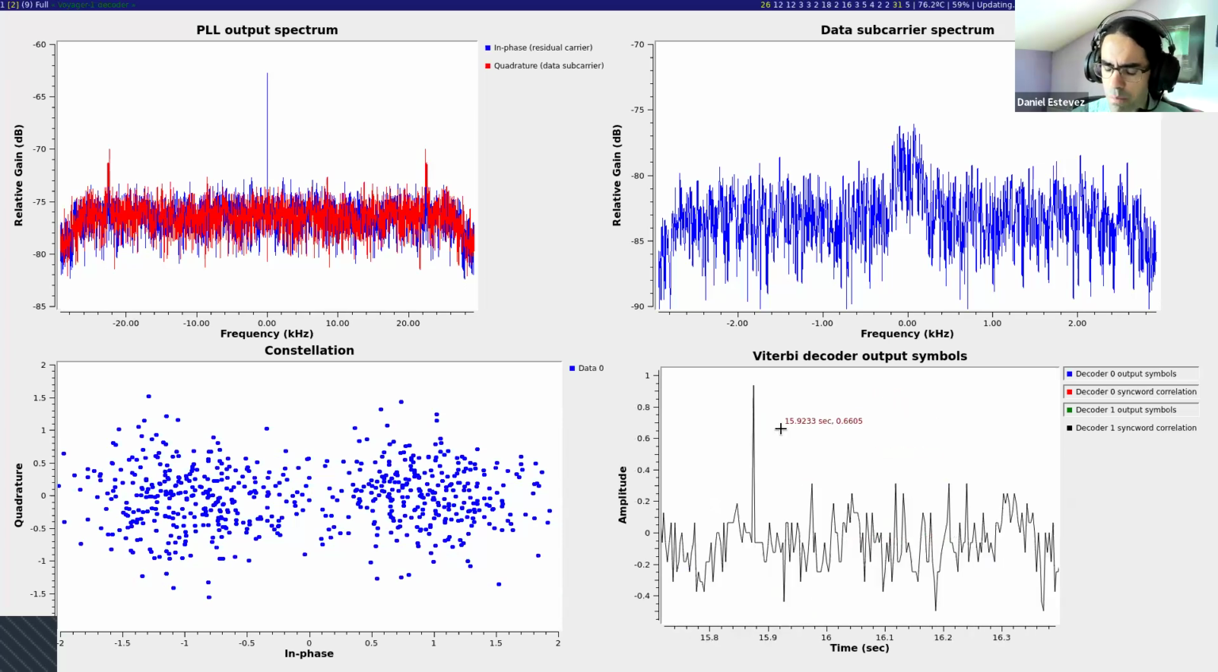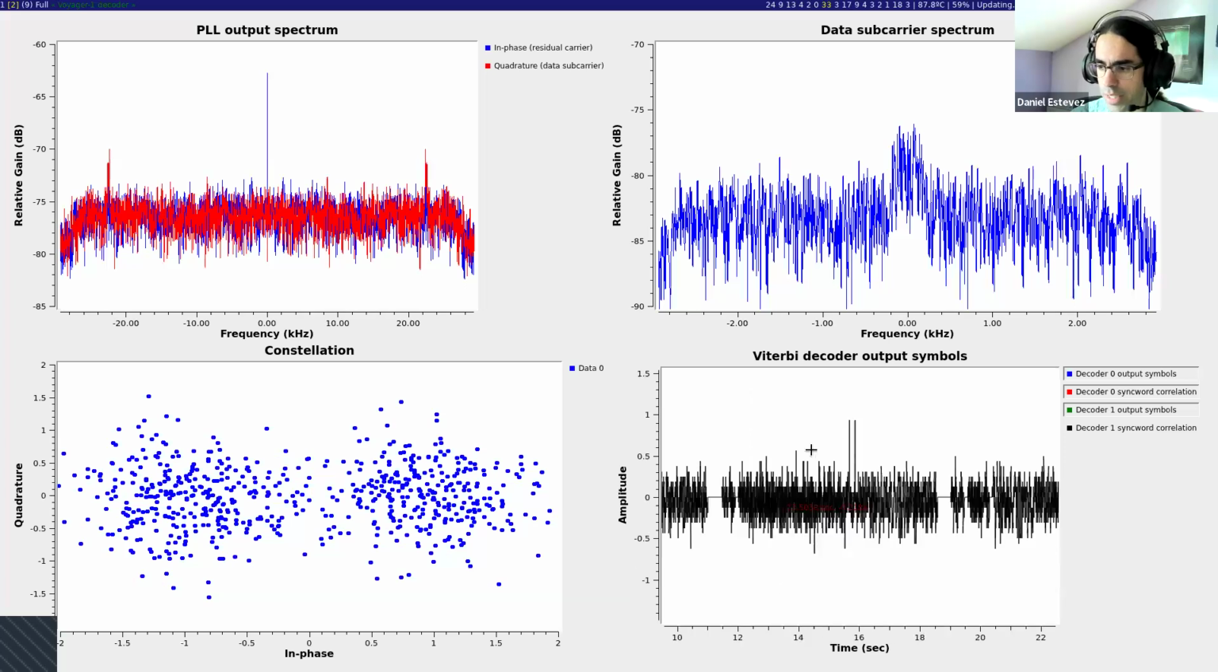There is a second correlation peak because of how Voyager transmits the data. It is playing it back from a tape recorder. It is a very old spacecraft, so it doesn't have a hard drive or something like that. It has a tape recorder. And there is also a synchronization word in the tape recorded data. So that's the reason there are two of them.